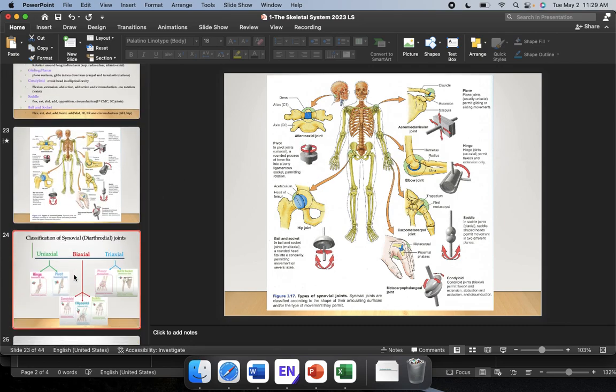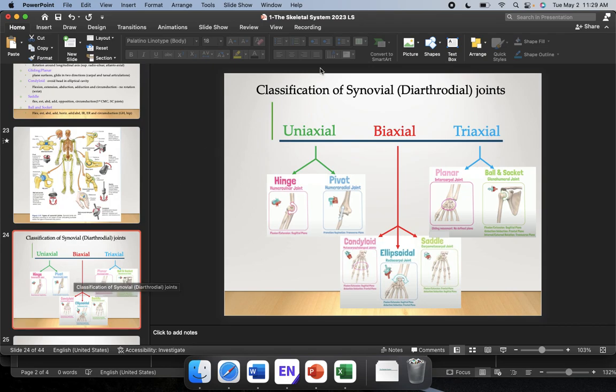I wanted to plow ahead onto this slide to give us a little bit more of a classification. I tried to break this down so that you can see the range of motion that is found inside of each joint classification. So inside of our uniaxial types of movement, what this means is we can move in one plane. Examples of a diarthrodial joint that moves in one plane are our hinge and our pivot joints.